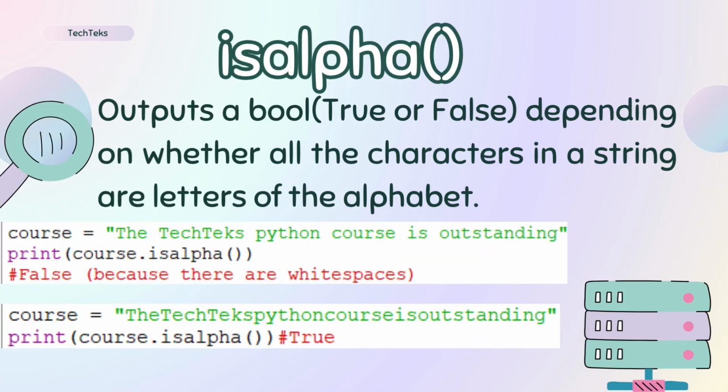isalpha outputs true or false depending on whether all the characters in the string are letters of the alphabet. In this one, where we have a readable text, which is the Techteks Python course is outstanding, there are white spaces in there, so it's not all alphabets, and we therefore get false. But in the second variable, we have course equals TheTechteksPythonCourseIsOutstanding, but this time there are no white spaces in there, so it gives us true because it's only letters of the alphabet in that string.